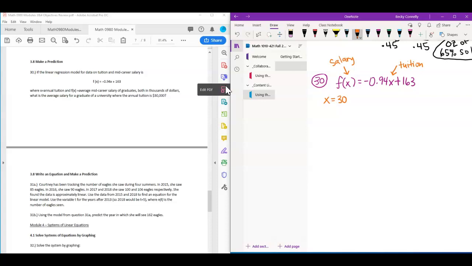We could change this to 163,000 instead, or we can change that 30,000 to just 30 because it's 30 in thousands, okay? So I'm going to put that in place here. So then we have f of x equals, and now the rest of this is really just putting it into your calculator, right? And then just making sure that the answer makes sense for what we're talking about there. All right, so when I put that into my calculator, what do we come up with there?